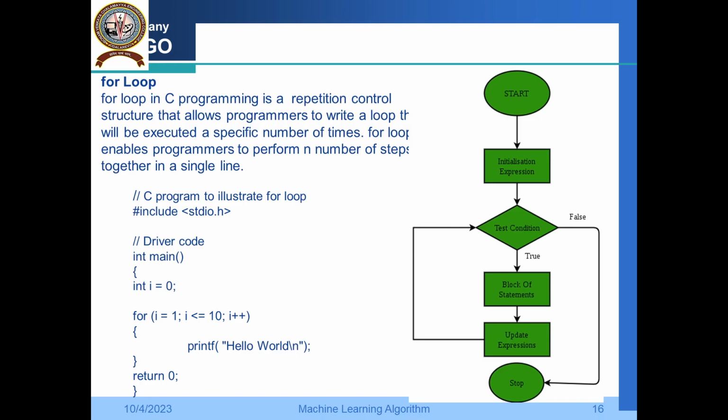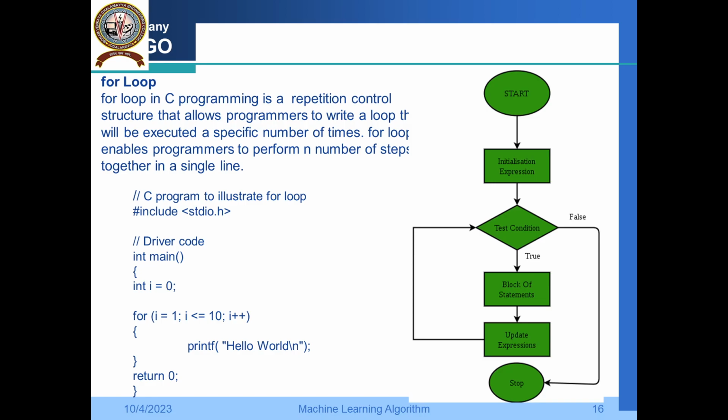Now how to write this for loop? For i is equal to 1, semicolon, and i less than or equal to 10, this is the initialization i is equal to 1 and the condition i less than or equal to 10, and i plus plus, you go for the increment. Then printf hello world, and slash n means new line, and return 0. So it will exit successfully. When you run this program, it will print hello world 10 times.